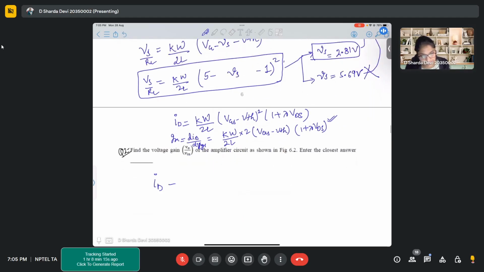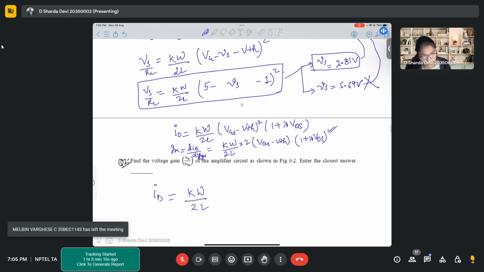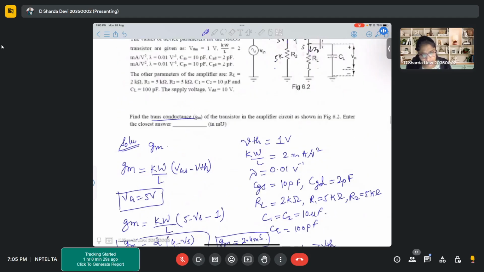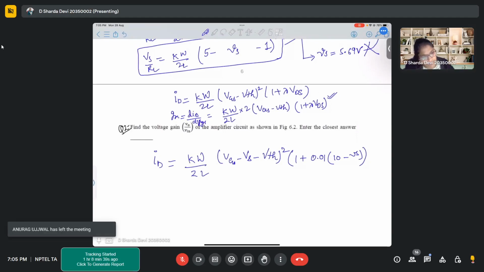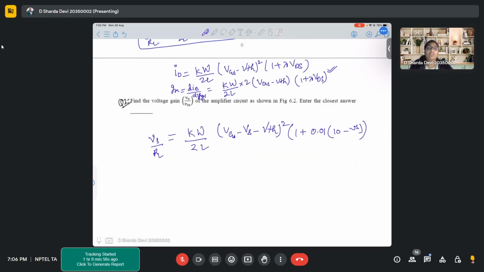Let's see, ID is KW by L, VG minus VS minus VTH whole square, 1 plus lambda, how much is the lambda? 0.01, into 10 minus VS. Then your equation will actually be a cubic equation, right? You have to solve a cubic equation, and for that you'll get three values. Out of the three, you have to segregate one. That is when you'll get your answer.